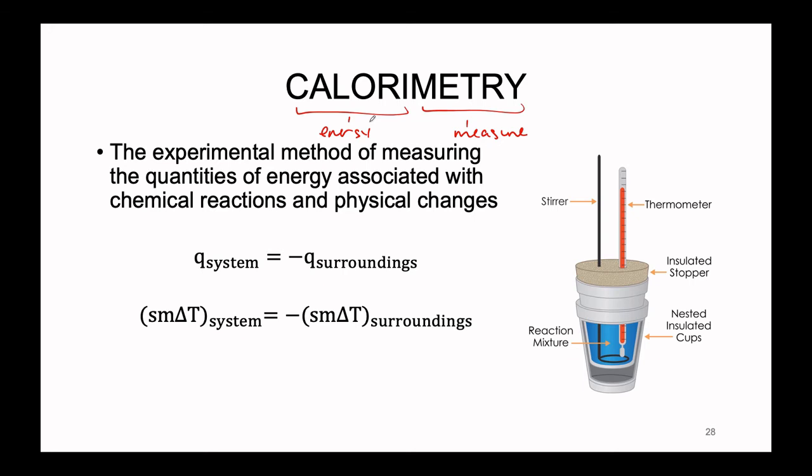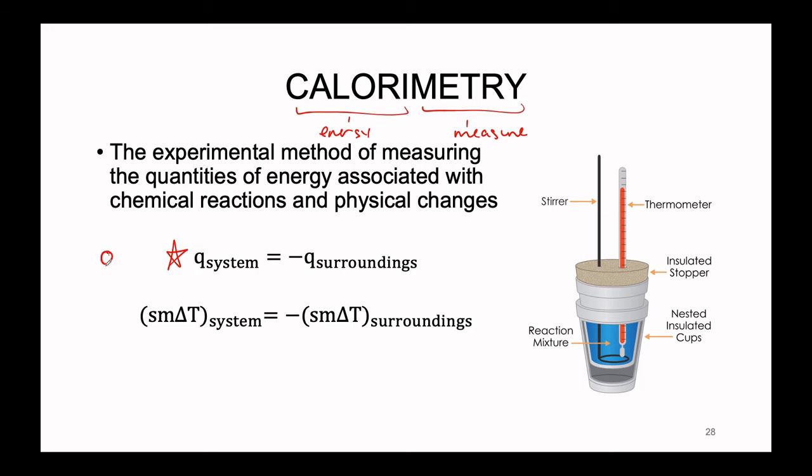When undergoing a calorimetric study, there are 2 big things that we're going to take advantage of. The first is the first law of thermodynamics. If we are working with a closed system, the amount of energy that is transferring from the system is going to be equal yet opposite to that of the surroundings.